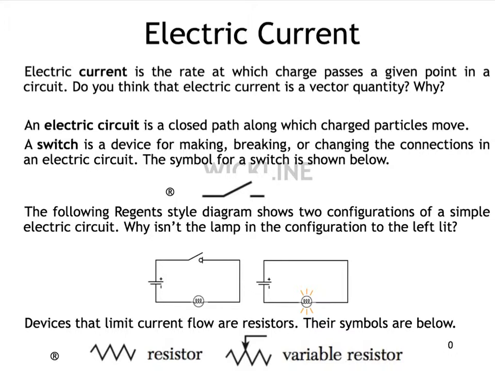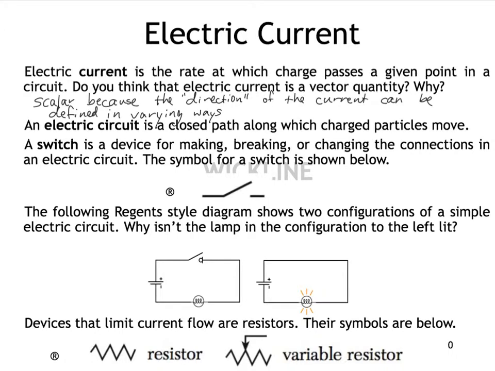And the reason why our books say scalar is because the actual direction of the current is really up for debate. It has to do with the positive charges and the negative charges, and our book is going the route of saying that the direction could be defined either way, and so they say scalar. But don't be surprised if you hear somebody say vector in the future. But there's no debate on what an electric circuit is. An electric circuit is a closed path along which charged particles move.